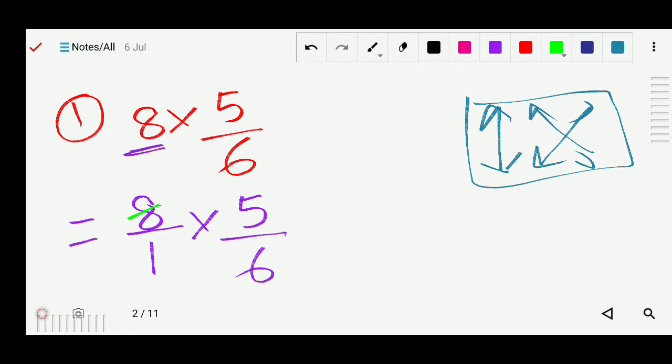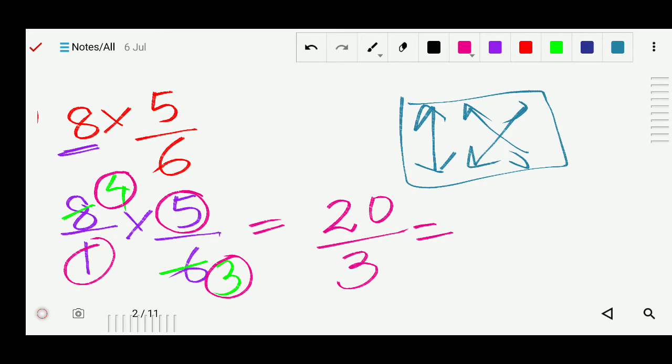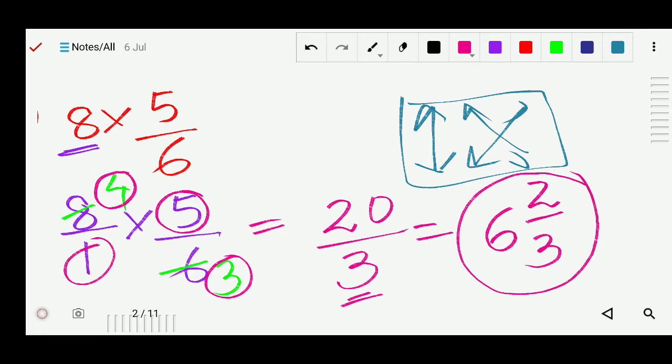2 fours are 8, 2 threes are 6. Is further division possible? No. So now we multiply 4 into 5, that is 20, and 3 into 1, that is 3. So 20 by 3 is our answer, but it is an improper fraction, so we change it to a mixed fraction. Divide 20 by 3: the quotient is 6 and the remainder is 2, and the denominator 3 stays the same. So the answer is 6 2 by 3.